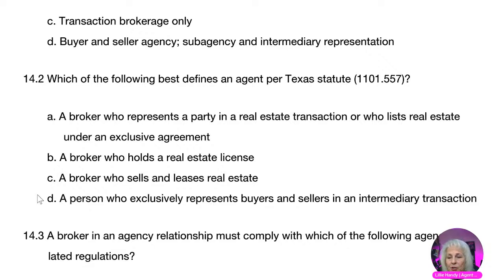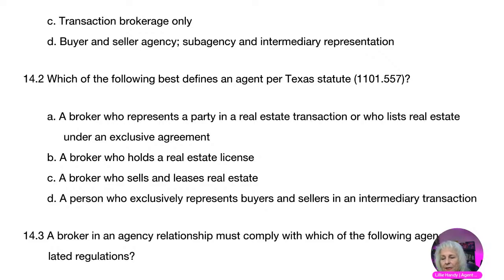So 14.2, A is the answer. I didn't mean to say A, but the answer is A. So a broker who represents a party in a real estate transaction or who lists real estate for sale under an exclusive agreement for a party is that party's agent in that section 1101.557.